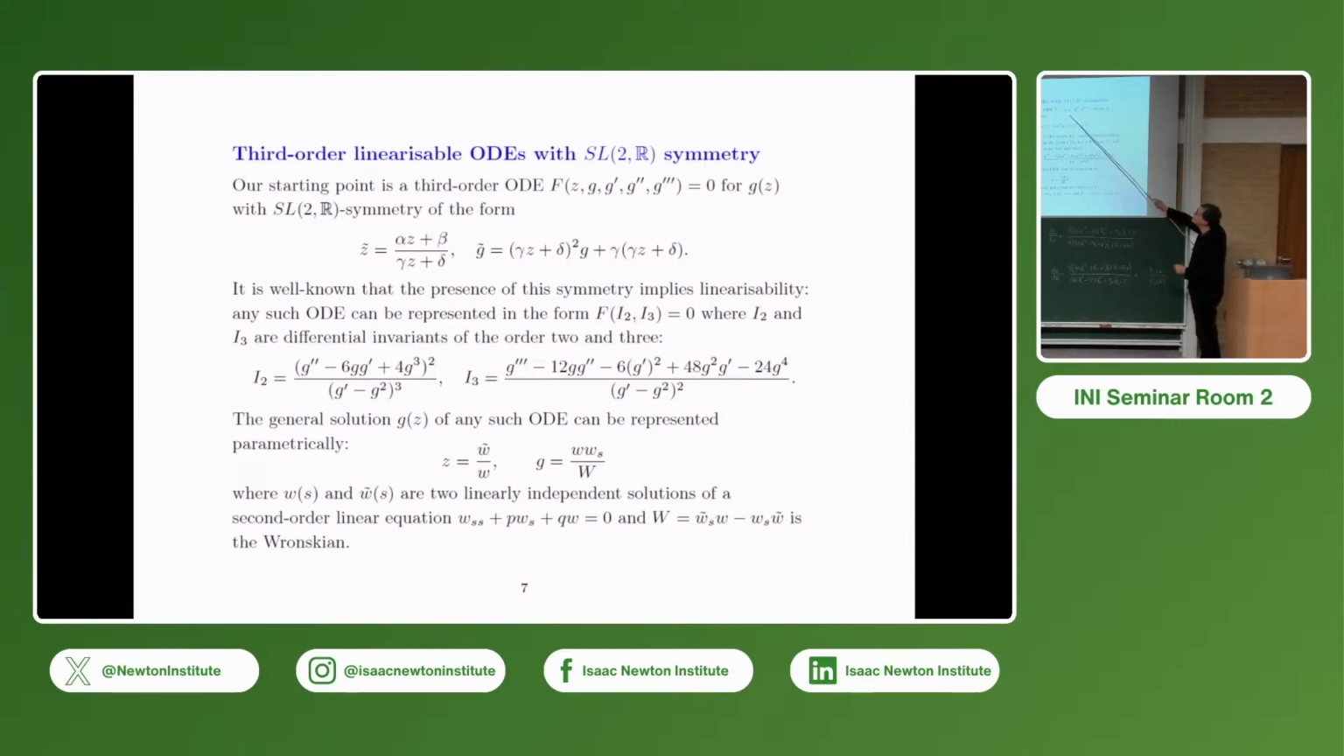Once you know this, you can explicitly reconstruct this P and Q. Let me skip this step. It's straightforward. You can reconstruct them. So now I will look at a particular case of third order equations where this relation between I2 and I3 is just a linear relation among I2 and I3, because this will be sufficient for our purposes.